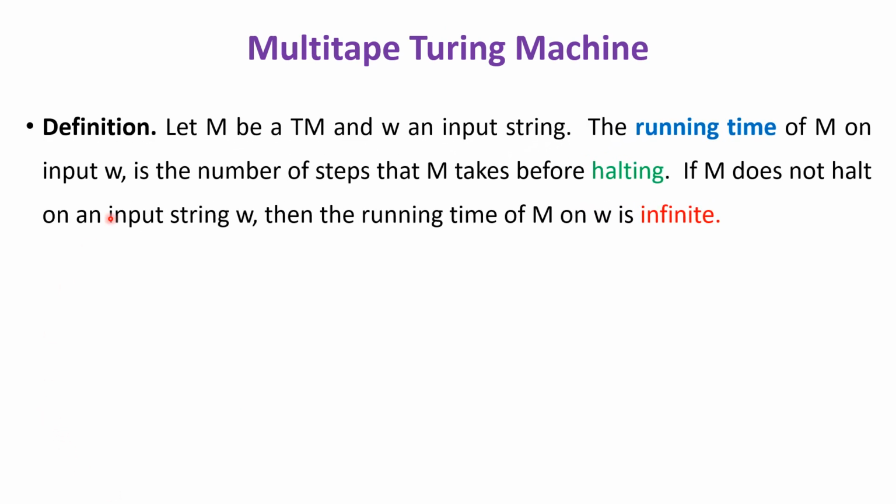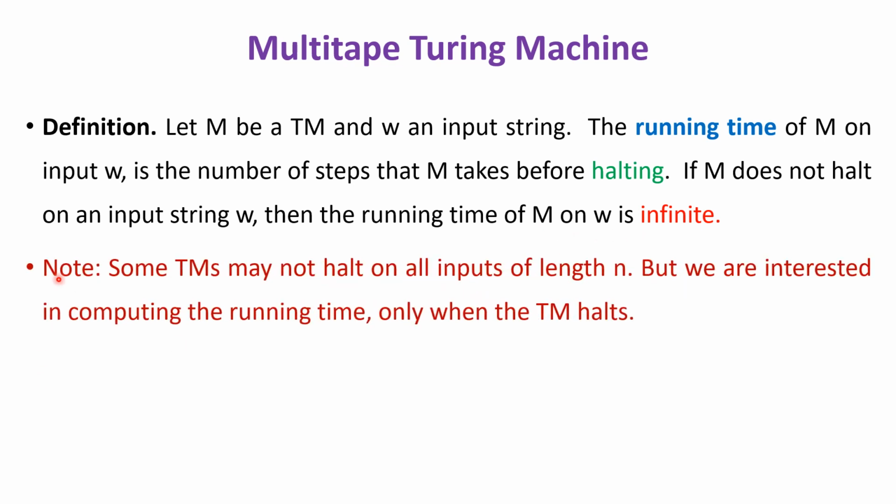Let us see a few more definitions of multi-tape Turing machine. Let M be a Turing machine and W an input string. The running time of M on input W is the number of steps that M takes before halting. If M does not halt on an input string W, then the running time of M on W is infinite. Note that some Turing machines may not halt on all inputs of length n, but we are interested in computing the running time only when the Turing machine halts.